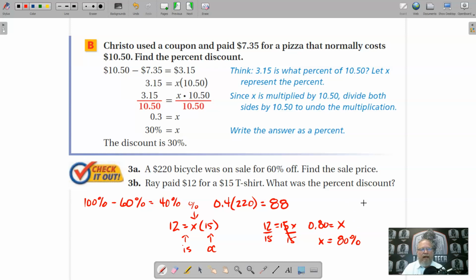Well, the difference between 80 and 100 is 20%. So you actually got a 20% discount. 80% is the percentage that you paid of the original cost, right? The percent of 15 that is 12. So you paid 80%, so your discount was 20%.